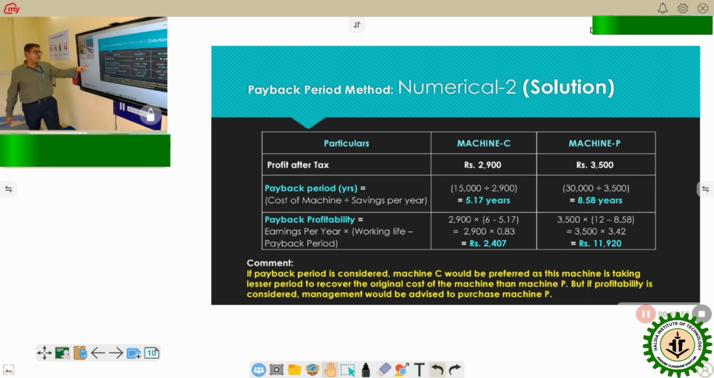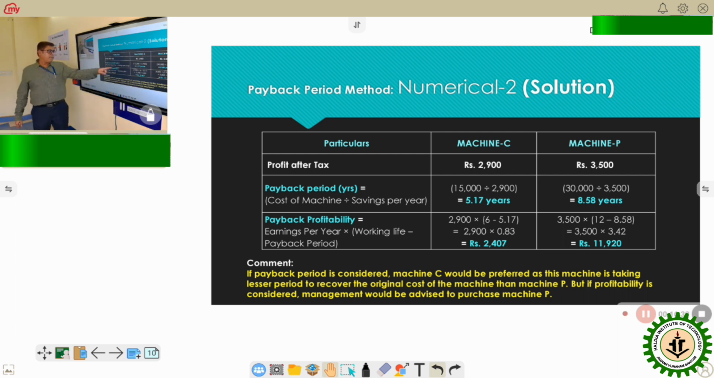So we shall assume that this cash flow, that is earnings after tax, will be applicable for all successive years, which is uniform by nature. So straight away we calculate the payback period by dividing the cost of investment with the profit after tax. So we get 5.17 years as payback period for machine C and 8.58 years as the payback period for machine P. Now let us calculate the payback profitability.